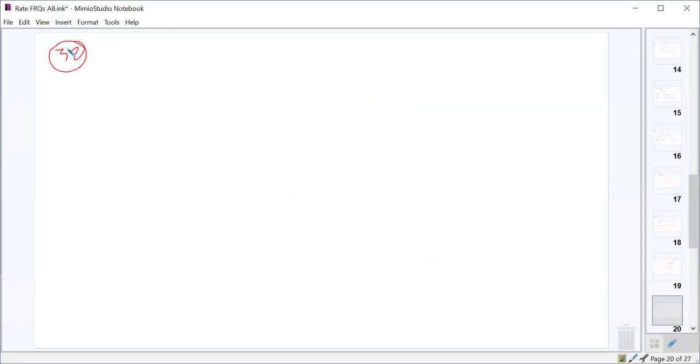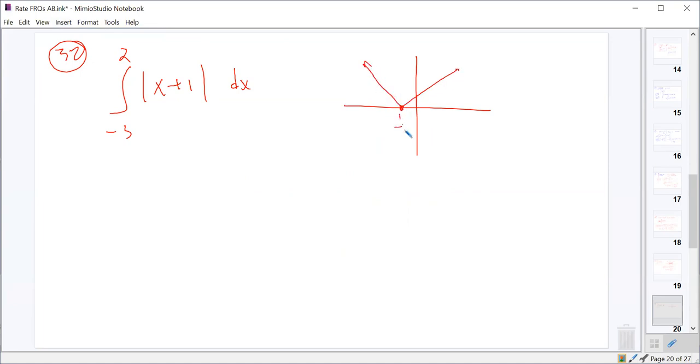Next question was 32. This is essentially like the same basic question. But integral from -3 to 2 of absolute value of x plus 1 dx. Well, the absolute value of x plus 1 is just the same as absolute value of x, except it's 1 unit to the left. So this is -1. We're going from -3 to 2. So the point at 2 should be 3 units up, and the point at -3 should be 2 units up.